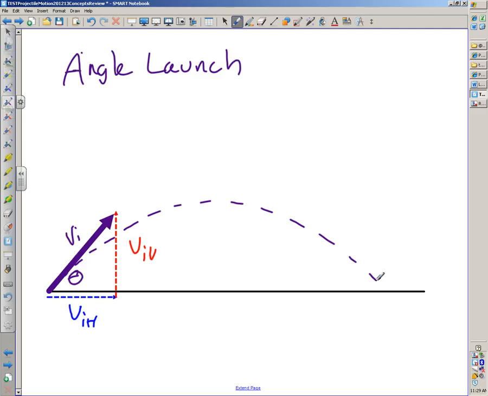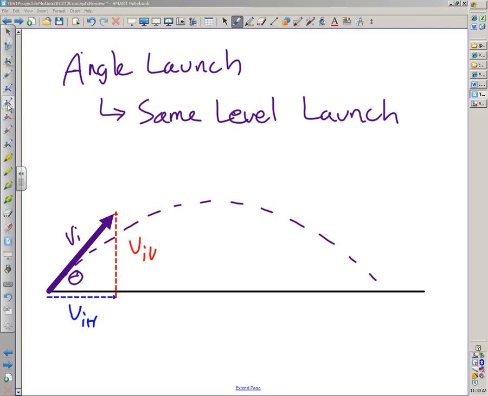The first type of problem that we did, we talked about this object landing at the same level that it was launched from. And that in that case, there's a couple of specific spots that we can make some assumptions about the motion of that object. The first spot we talked about was this spot right here. Okay. What do we know about that spot right there?